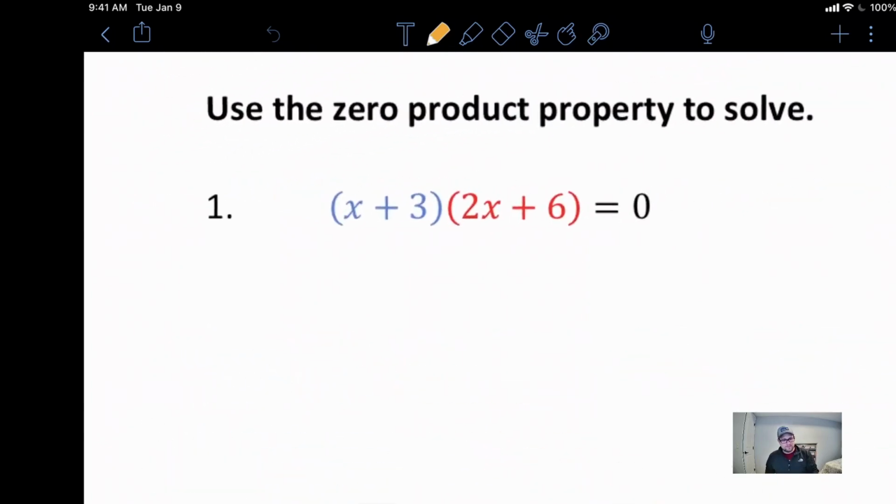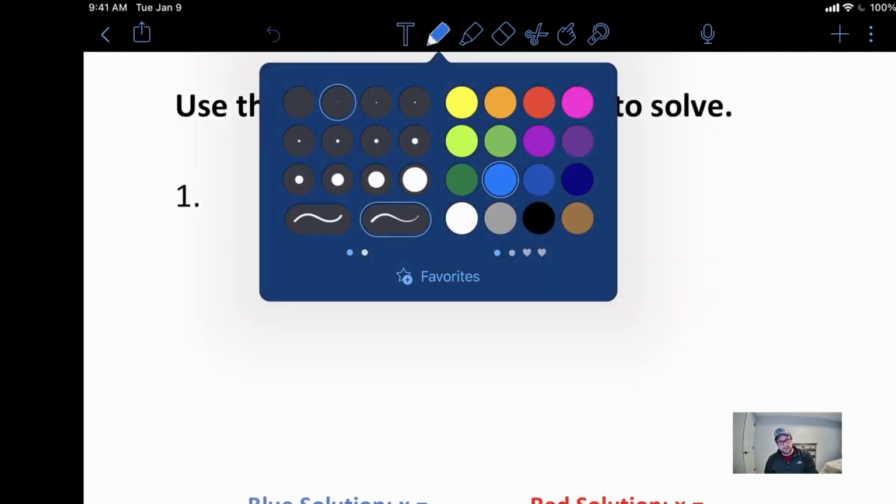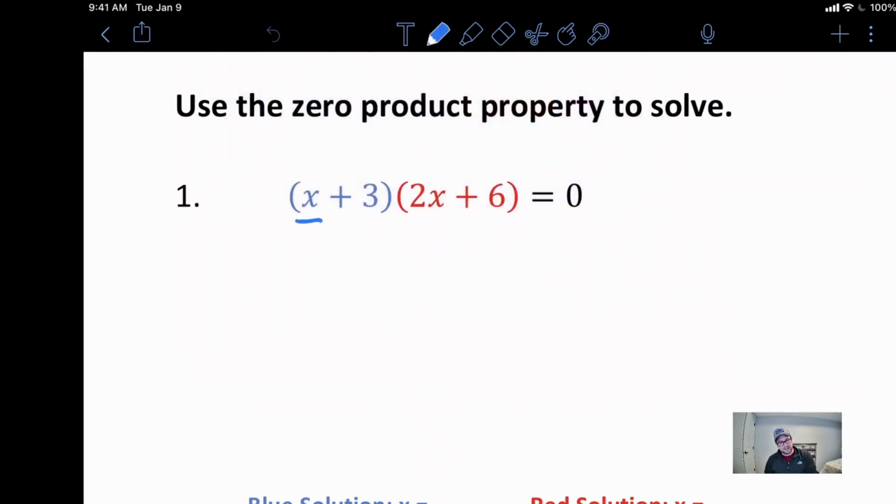Looking at this first problem, the first thing we started talking about this unit was how to solve using the zero product property. Remember, when we get a problem like this, what we want to do is take each of the parts, so the blue part, and say equals 0, and then take the red part and say equals 0. And then it's our job to simply solve.